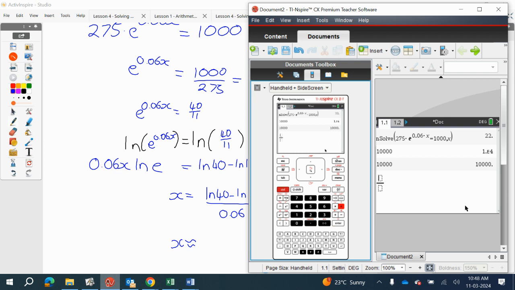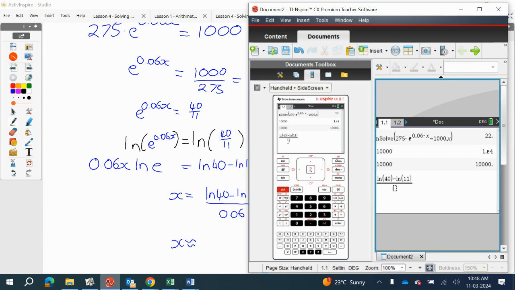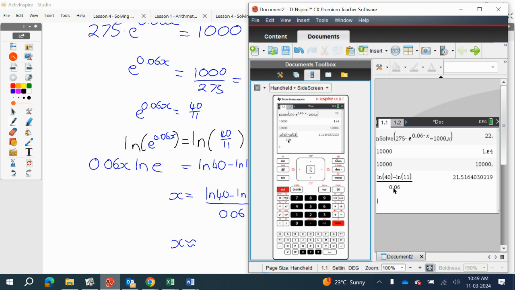To find the logarithm, press Control, and then here, it's above e to the x. This is where we find logarithm, natural logarithms. We want log 40 minus log 11 over 0.06. Notice we get 21.5 as we did in the previous question. We're going to write this one as 21.516.